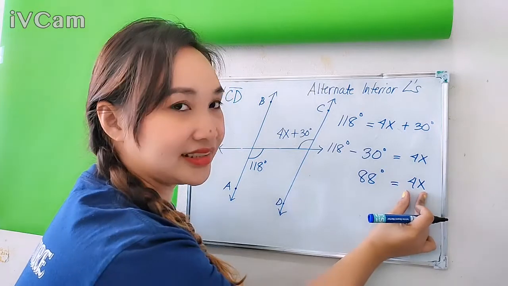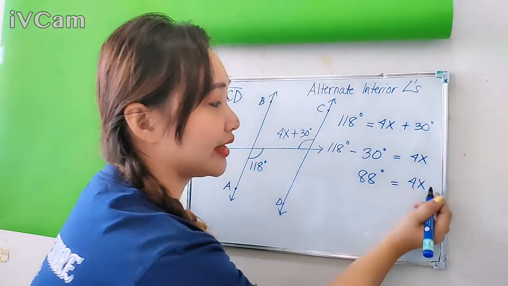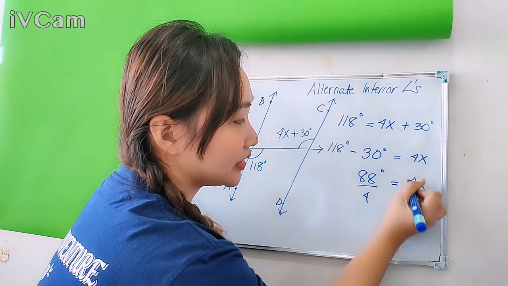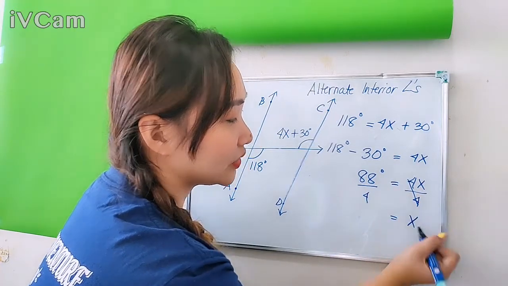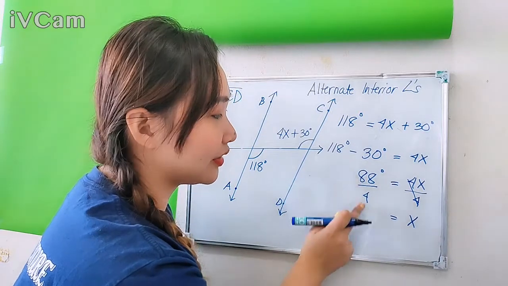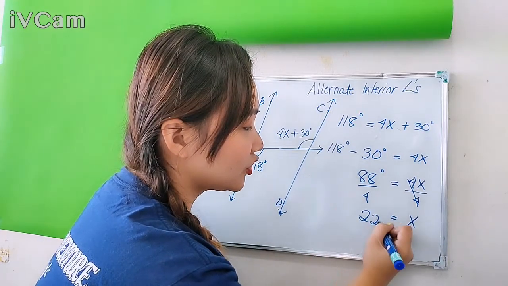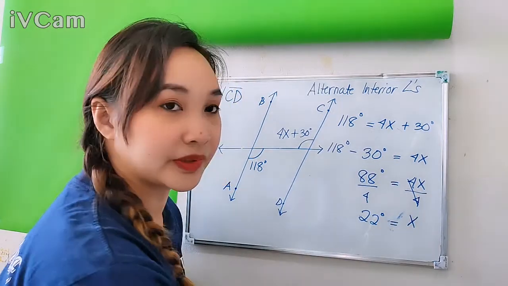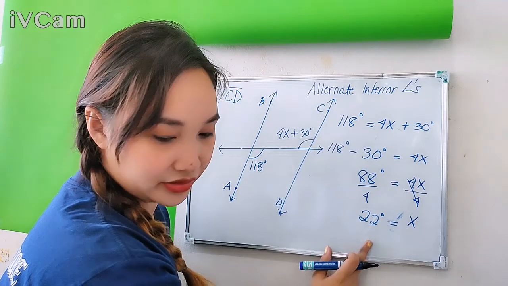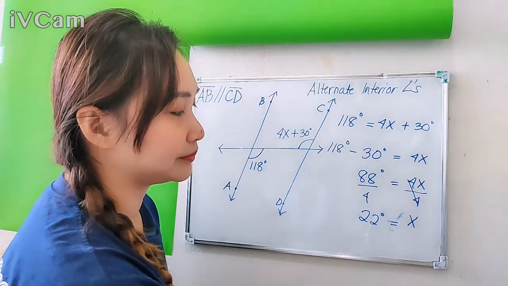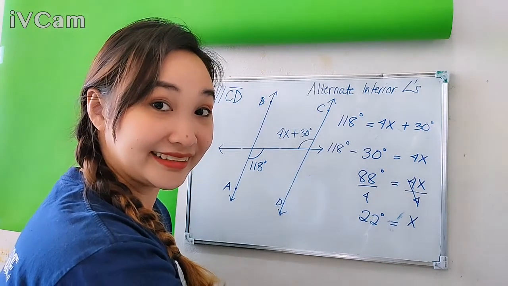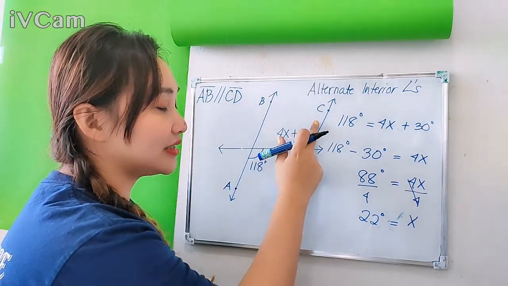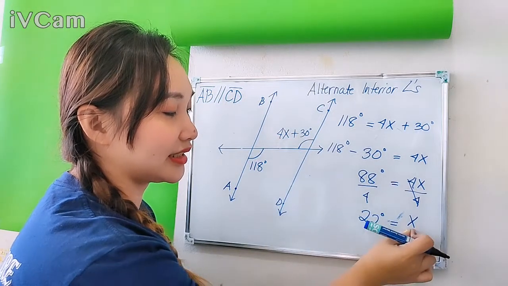Now, 4x. Remember our linear equation. So 4x, divide by 4, divide by 4. So x is equal to 88 degrees divided by 4. That is 22 degrees. Okay, that is 22 degrees. Therefore, in 4x plus 30 degrees, x is 22 degrees.